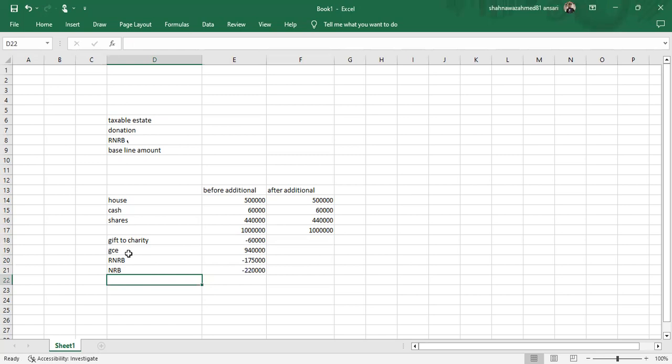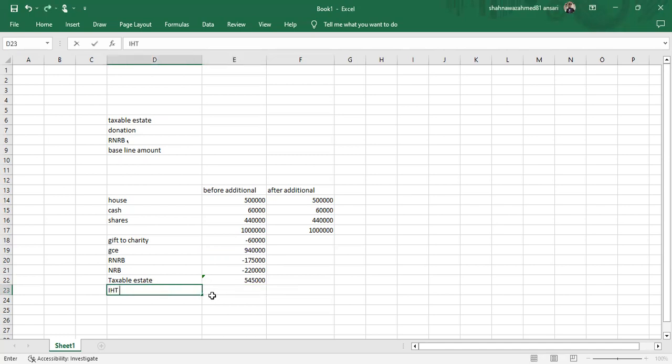Now, as a result of this, we'll get the taxable estate. And here we'll apply the formula in order to find out this value. So this is the GCE, and we are going to discuss this amount. And this is the taxable estate. And what is the IHT?